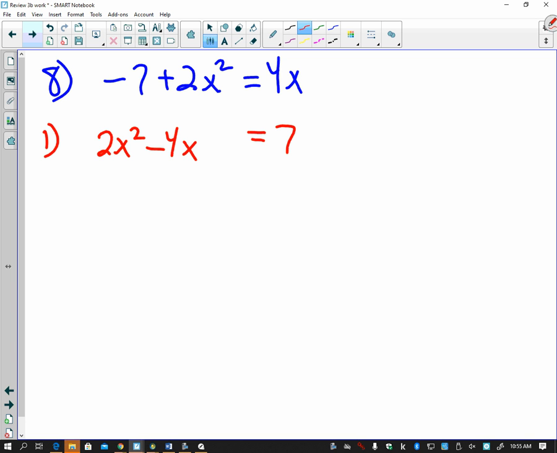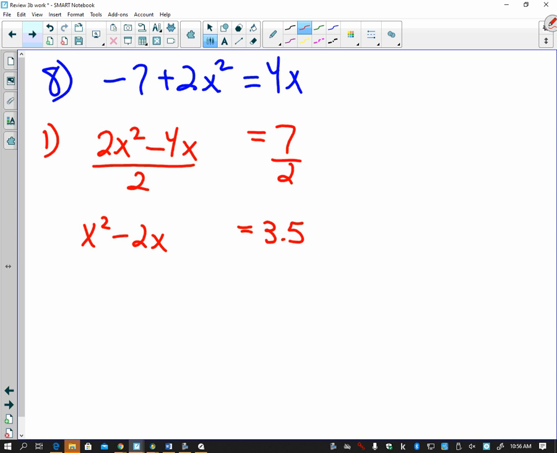The next thing I believe we need to do is divide everything by 2. Okay, so we got x squared minus 2x equals, we can just call it 3.5 for now.